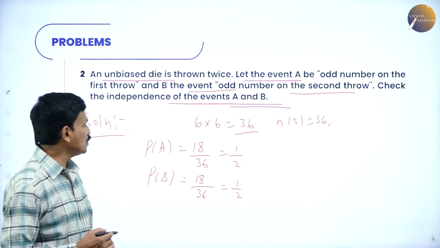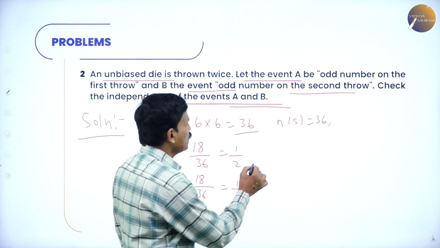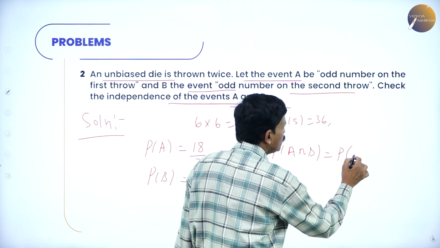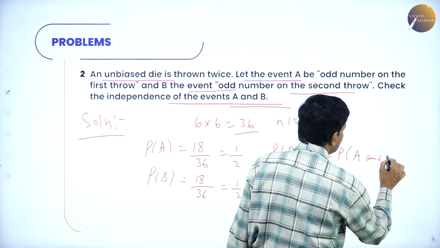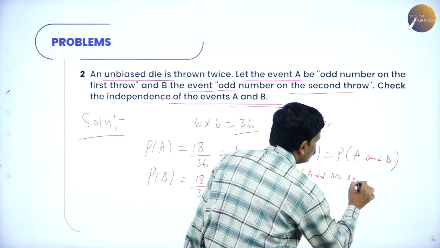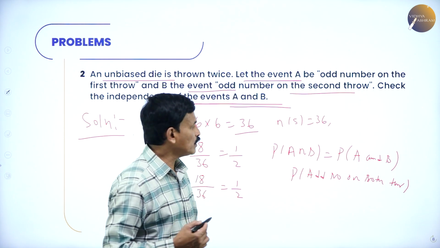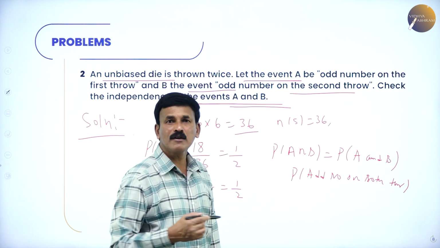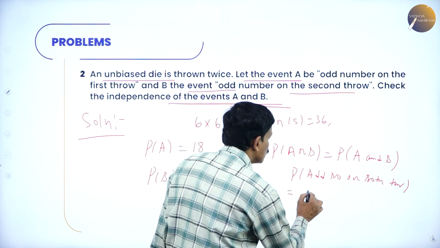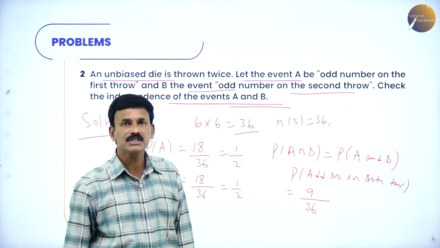So, the probability of A is 1 by 2 and the probability of B is also equal to 1 by 2. The probability of A intersection B, A and B, is nothing but the probability of an odd number on both the throws, which is given by 9 divided by 36.